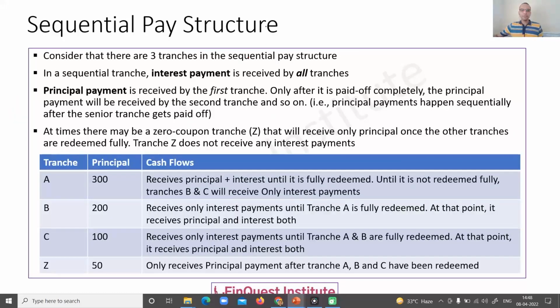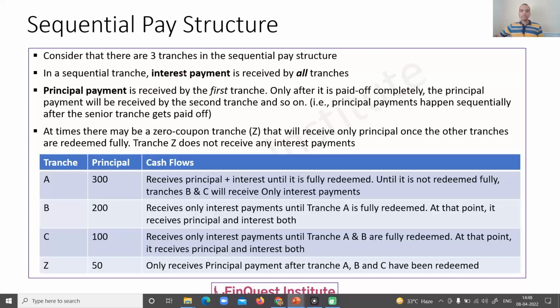So starting with the sequential pay structure. Now, to understand this, imagine that there are three tranches which have been created. So we can imagine three tranches are like three slices which we have created from the securities pool. Now, in a sequential pay structure, the interest payment will be received by all the tranches. So here we have taken three tranches, so all the three are going to receive periodic interest payments.